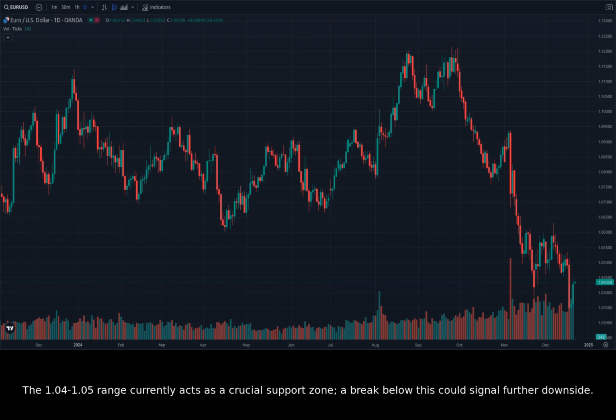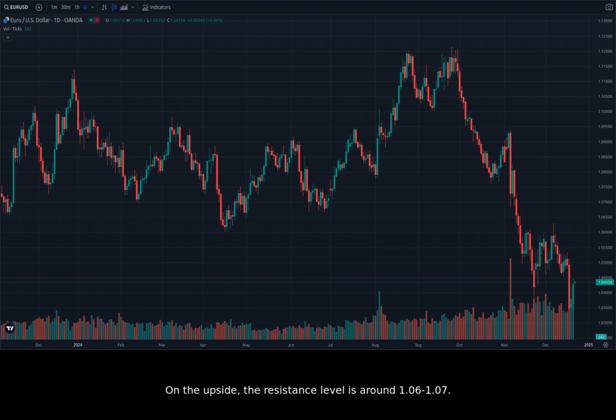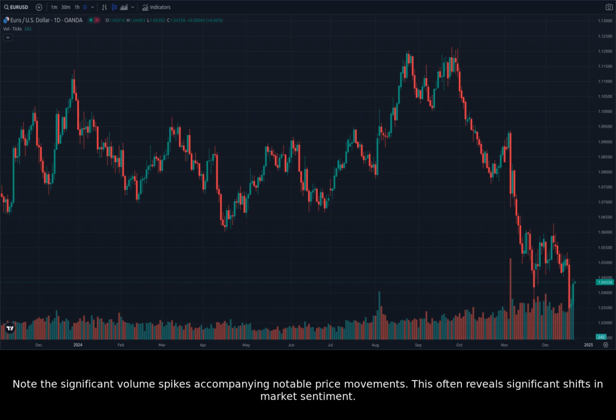The 1.04 to 1.05 range currently acts as a crucial support zone. A break below this could signal further downside. On the upside, the resistance level is around 1.06 to 1.07. These price levels are crucial and should guide your trading decisions. Note the significant volume spikes accompanying notable price movements. This often reveals significant shifts in market sentiment.